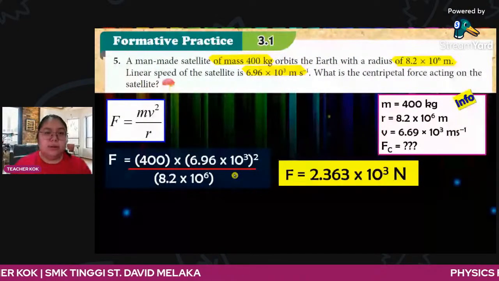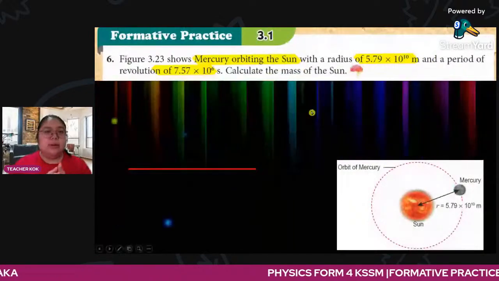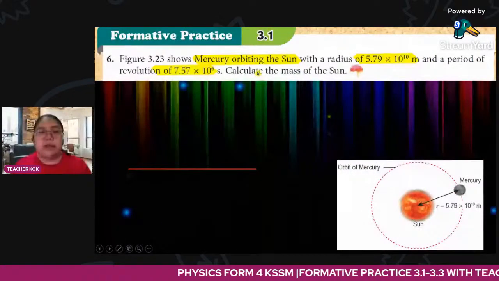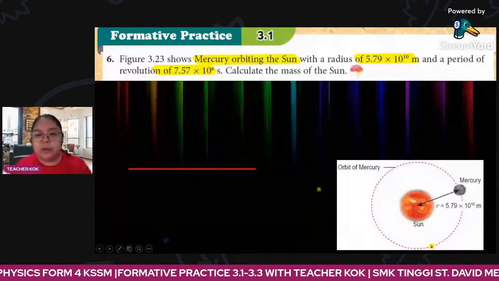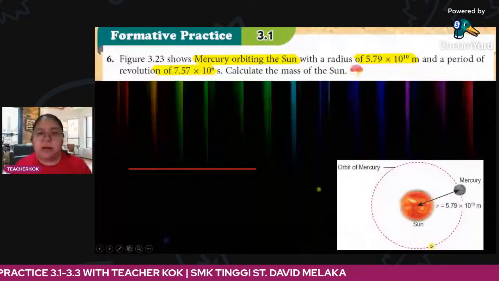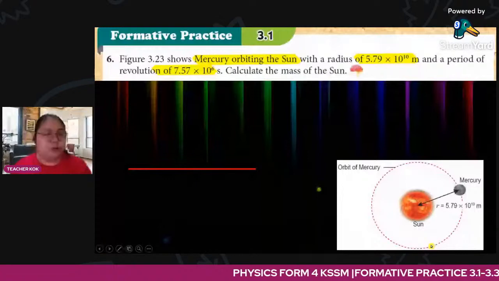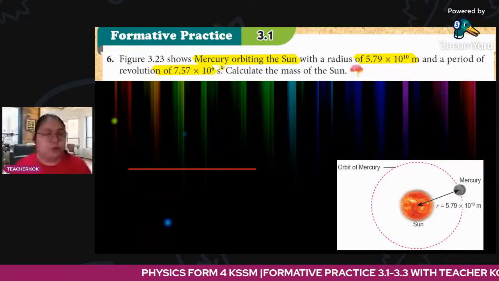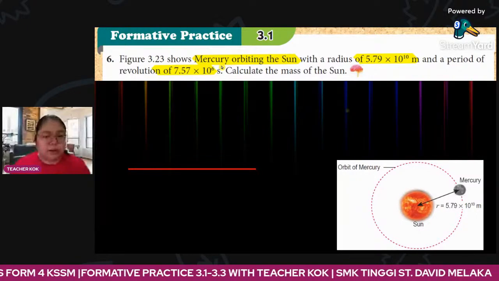Number 6. Figure 3.23 shows Mercury orbiting the Sun. After that, they provided the radius, 5.79 times 10 power of 10. Then the period of the revolution. The question provided the period. You must recall what formula has the period. After that, you need to calculate the mass of the Sun.